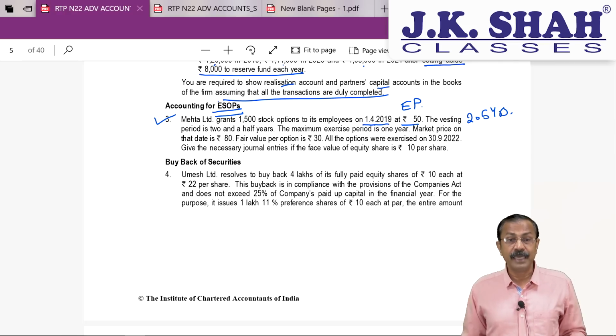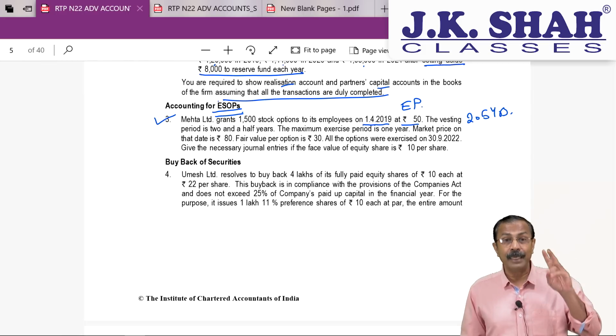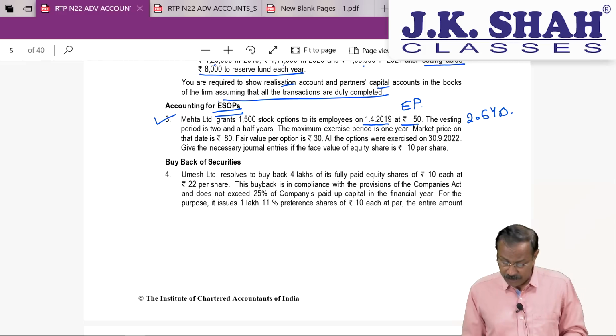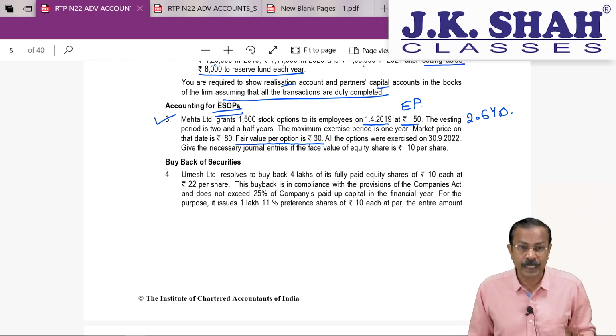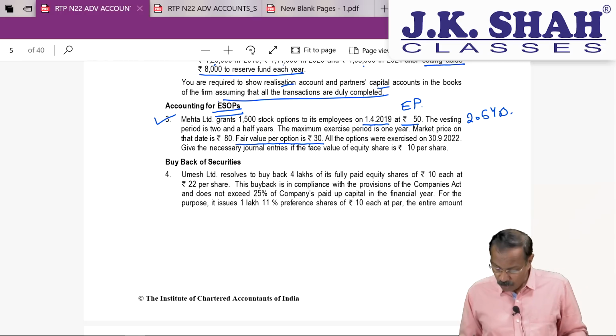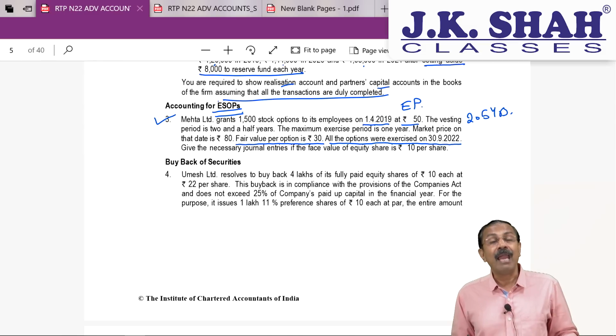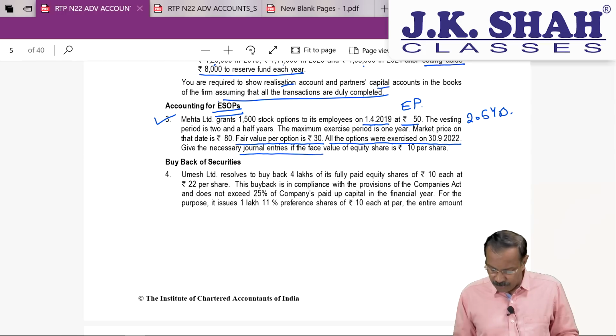Market price on the date is 80 rupees. Exercise price 50. Market price 80. Discount of 30, which you are calling fair value per option. Also called intrinsic value. Difference between the market price and the exercise price. All the options were exercised on 30th September. Everybody purchased the shares. Give the necessary journal entries if the face value of equity share is 10 per share.